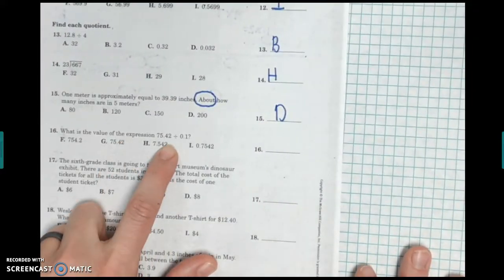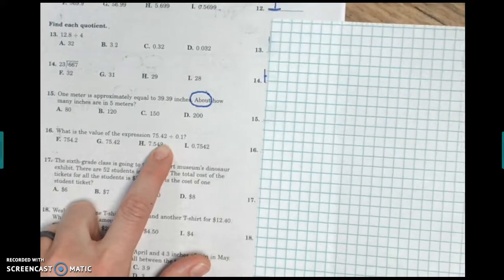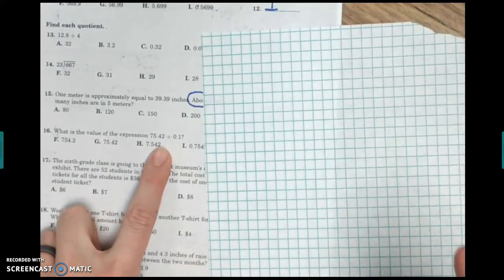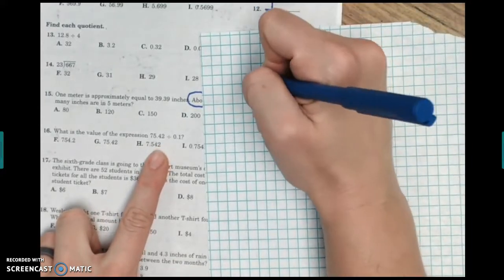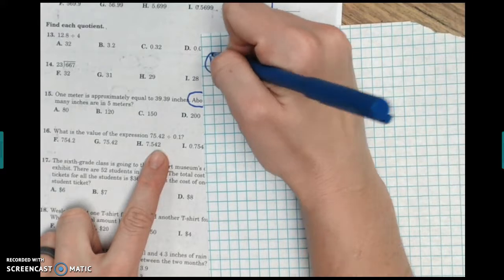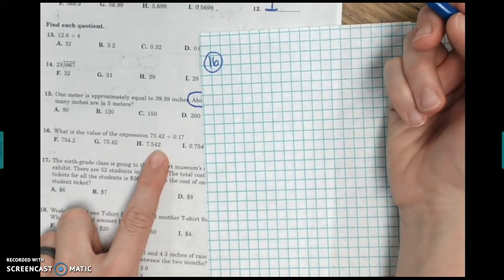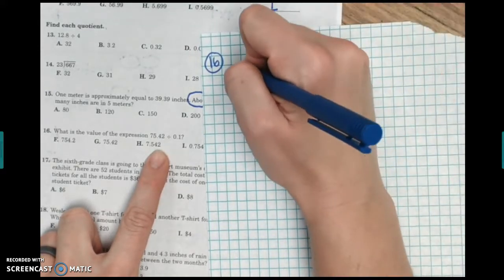What is the value of the expression 75.42 divided by 0.1? What's up with them just doing 0.1s? They haven't done 0.01, but it's just ones. Those are too easy for you guys.